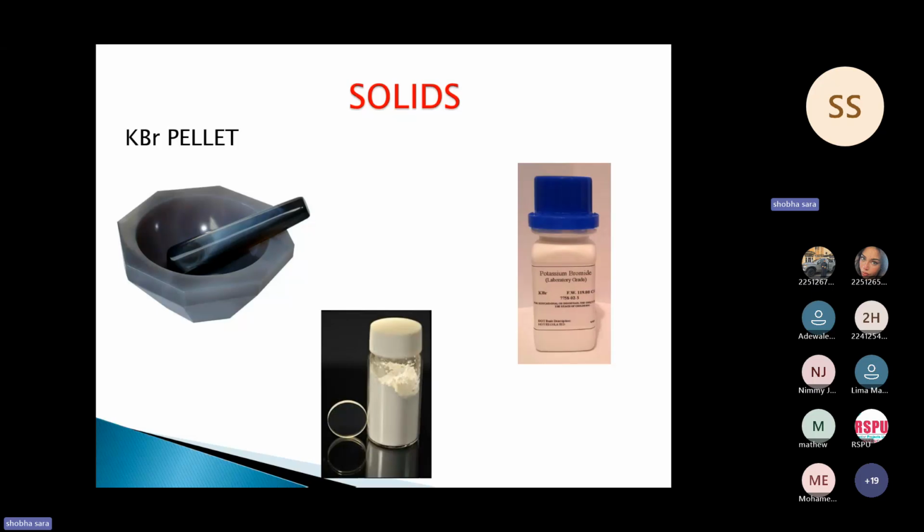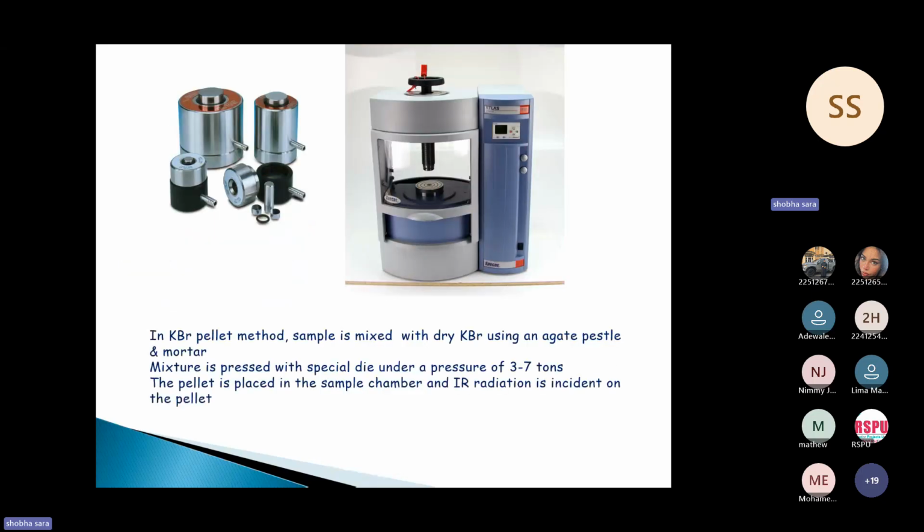Most important, we have to make it into a fine powder. Otherwise, the scattering effect will be there. And when we make the pellet, it should be transparent. Otherwise, if it is too cloudy, you won't get a better result. So this is the die that we use on the left side. It is a 13 mm die, 10 mm die, the diameter of the pellet. And the right side is the pellet press.